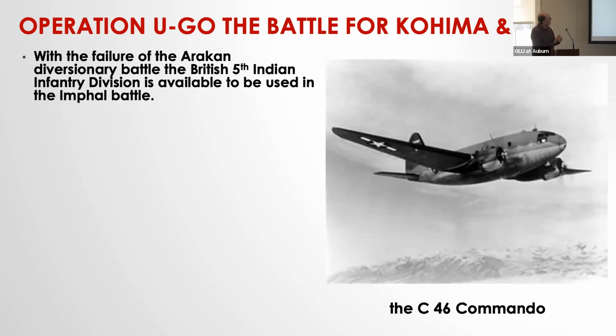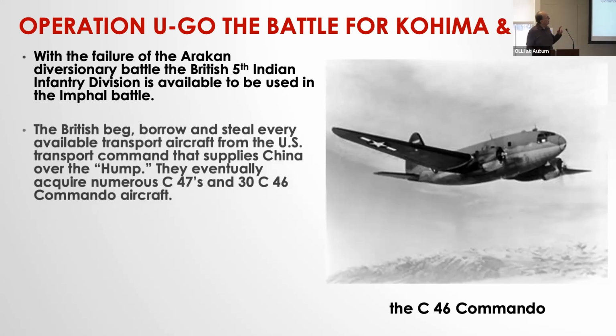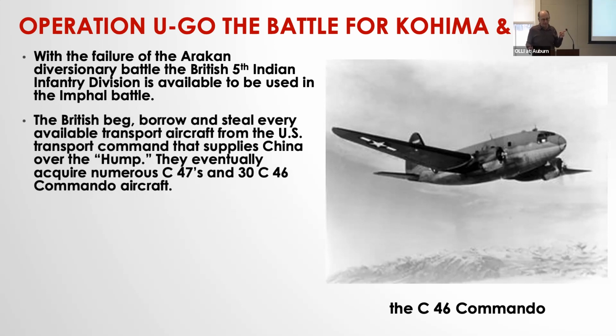And so what has happened, of course, in Arakan is the Arakan force has failed. So they don't crush the 7th Division. And because they don't crush the 7th Division, one of the 2 divisions that were sent down there isn't actually necessary, because the Japanese are defeated much sooner than they thought they were going to be. And so that makes this 5th Indian Division available. Problem is, how do you get this thing to Imphal? And what they're going to do is use aircraft. And so they're going to beg, borrow, and steal every aircraft they can get.